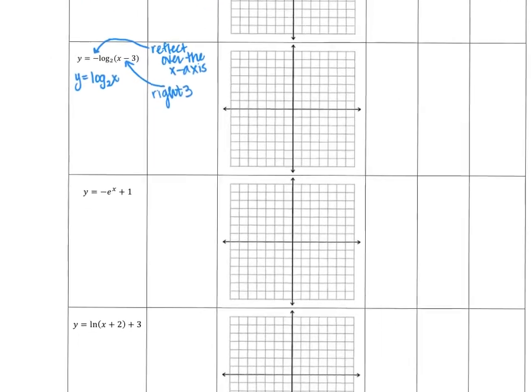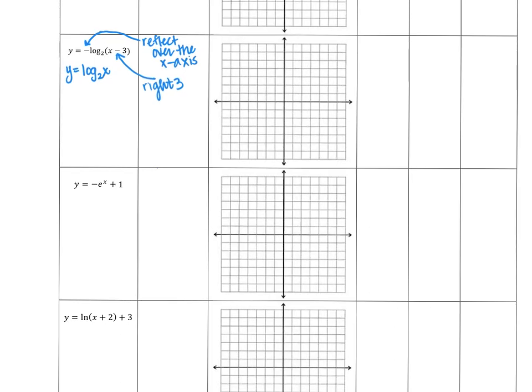All right, let's look at the next one here. I have another negative in the front of my function, so that's going to do that same reflection over the x-axis.